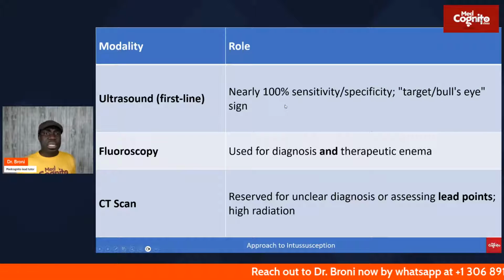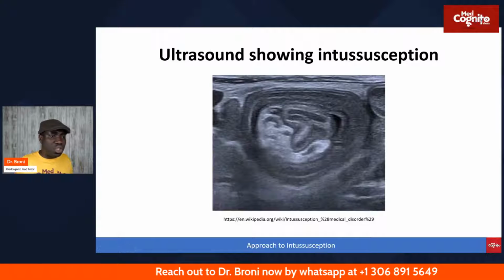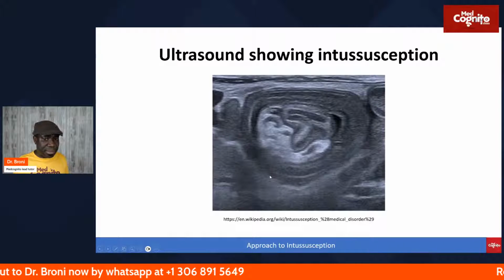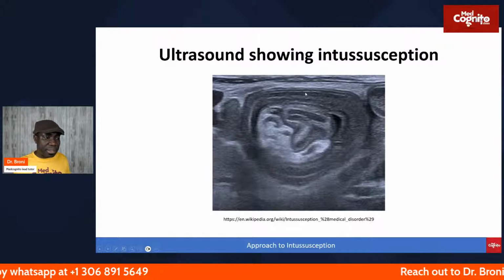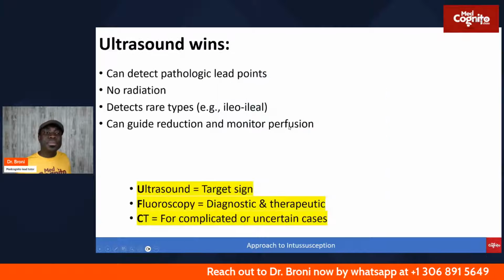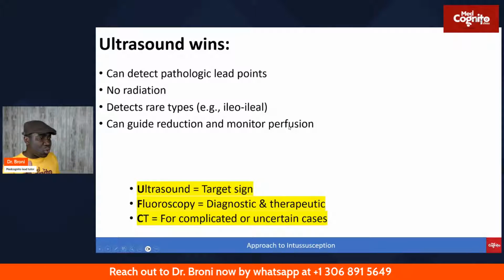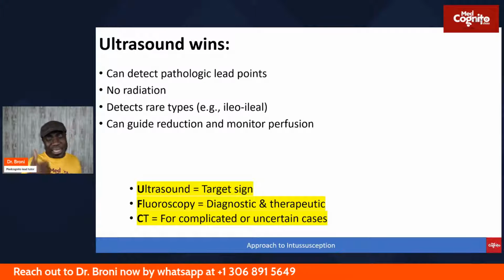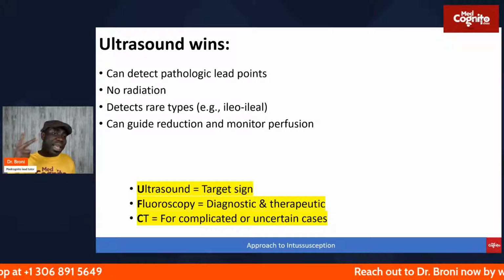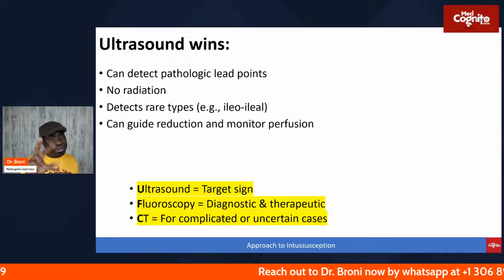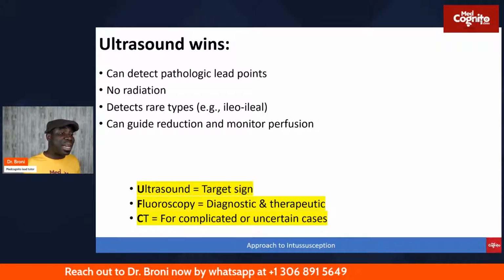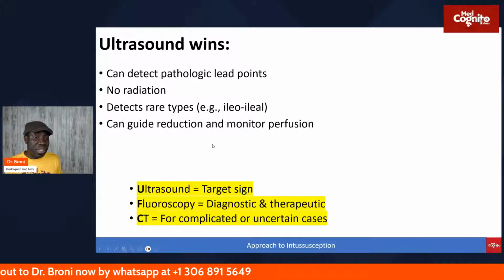So this is an ultrasound which is showing intussusception, and this is how it looks. That's a target sign, or the bull's eye. So you see that on the ultrasound. Now, ultrasound is always going to win. Why? Because it can detect pathologic lead points. Ultrasound does not need any radiation. It can detect rare types of intussusception, and it can also even guide you with reduction.